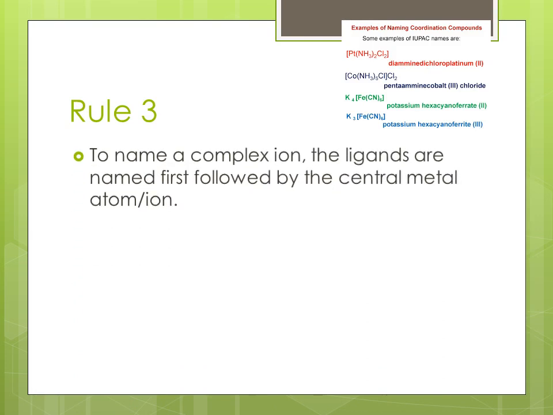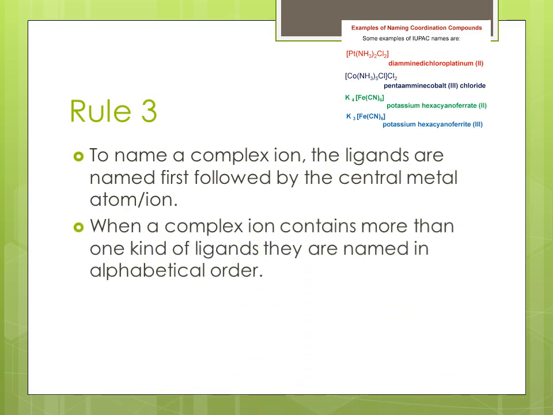Third point or third rule: to name a complex ion, first the ligands are named, and next the central metal atom or ion. When a complex ion contains more than one kind of ligand, they are named in alphabetical order.